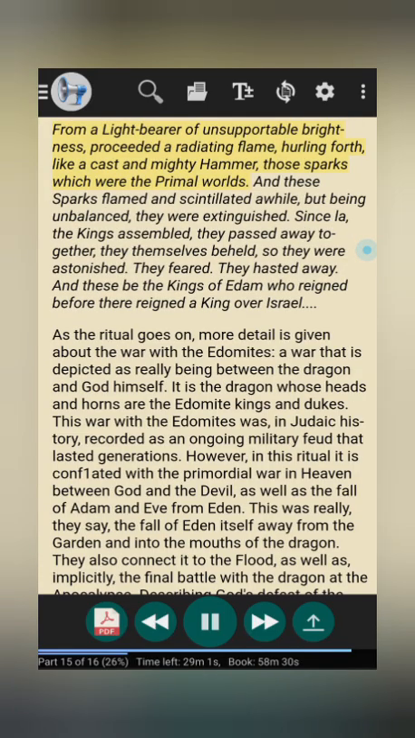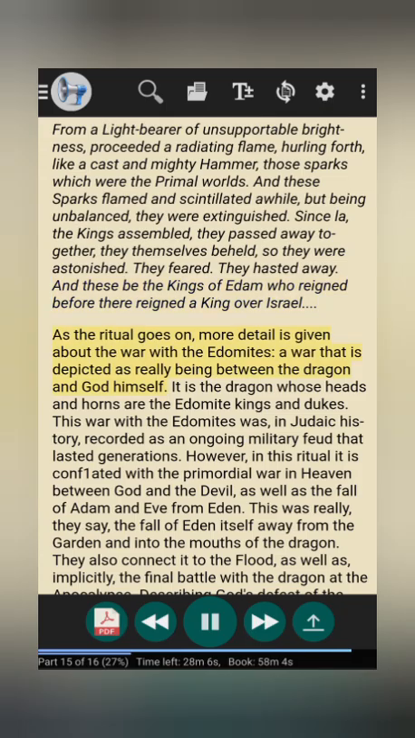From a light bearer of unsupportable brightness proceeded a radiating flame, hurling forth, like a vast and mighty hammer, those sparks which were the primal worlds. And these sparks flamed and scintillated a while, but being unbalanced, they were extinguished. Since the kings assembled, they passed away together. They themselves beheld, so they were astonished. They feared, they hasted away. And these be the kings of Edom, who reigned before there reigned a king over Israel.